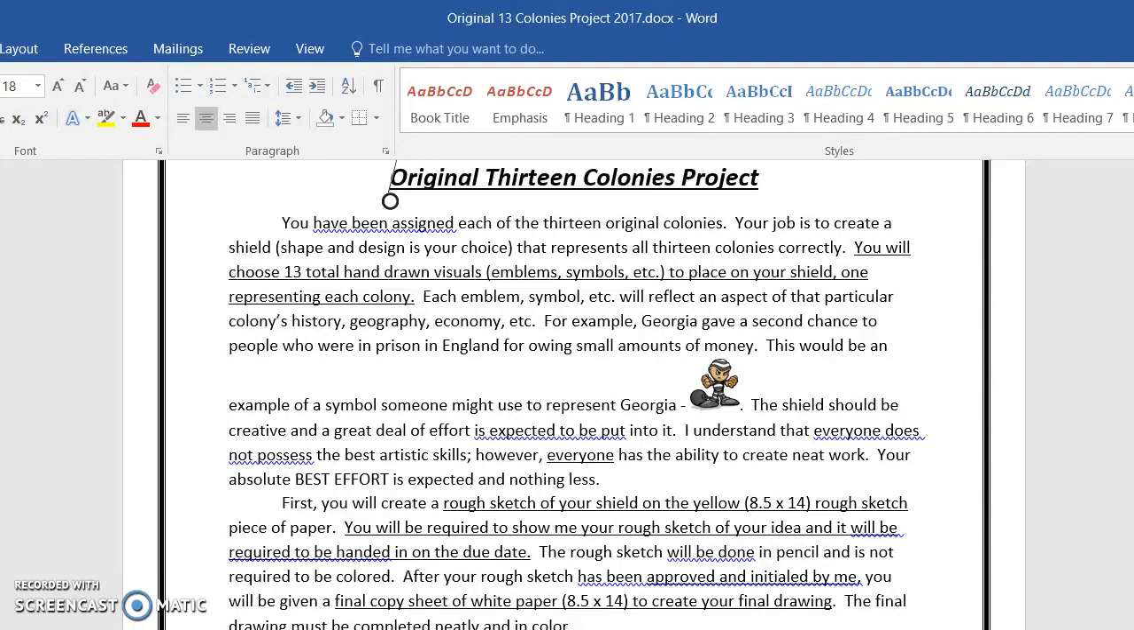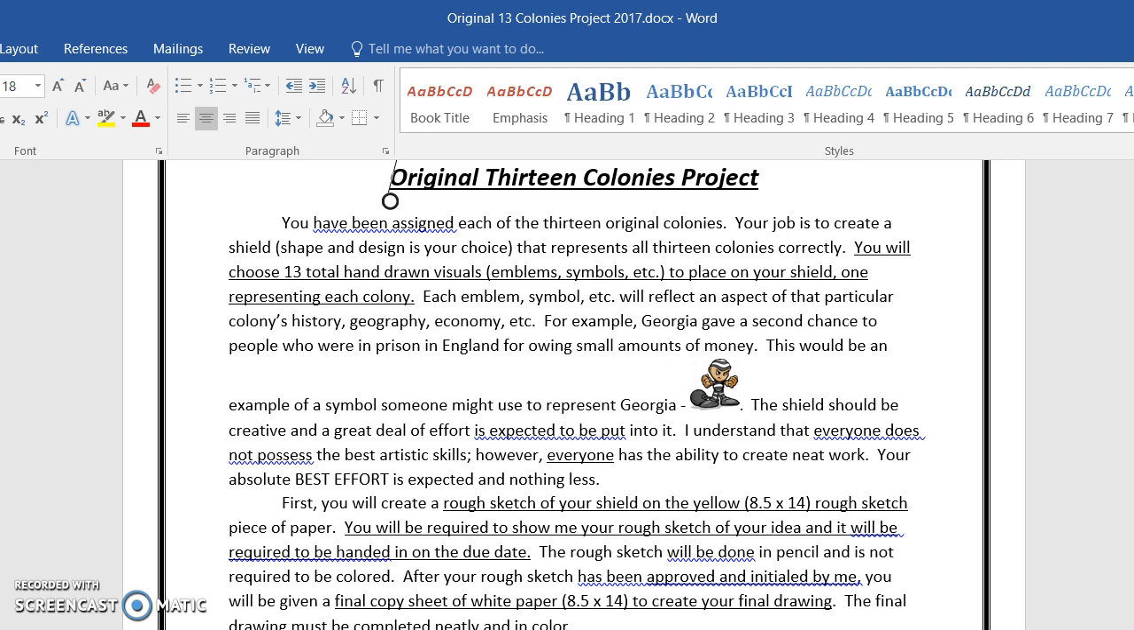So when you come in on Wednesday, I can show you a few examples, and then you can kind of hit the ground running. So to start off here, we're going to go over the front page of what you're going to receive tomorrow in class. And it says you've been assigned each of the 13 original colonies. Your job is to create a shield. Shape and design is your choice that represents all 13 colonies correctly.